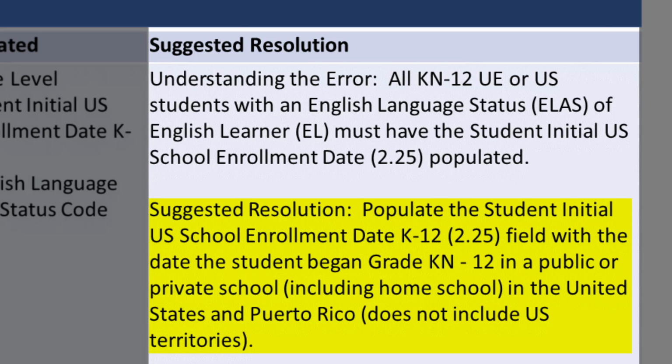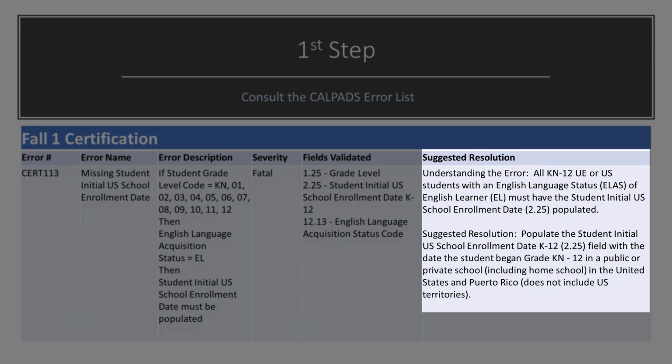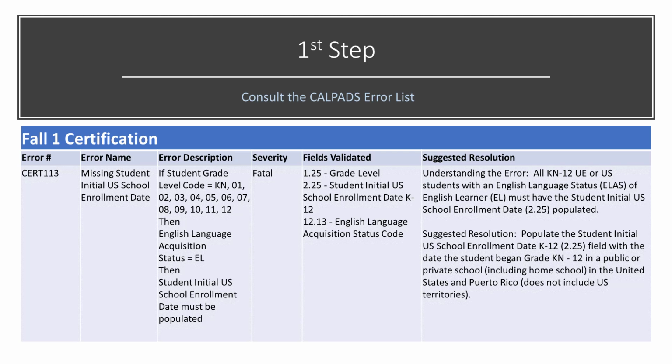Does not include other U.S. territories. So the only thing that you have to understand is the date that you populate is the closest date or the best date you can find, right? So here's a scenario. The student comes to a California school from out of state, and you have to populate their first grade KN through 12, right? That's a little bit difficult because you don't know the exact date they may have began kindergarten. And so it has to be a KN through 12 date.